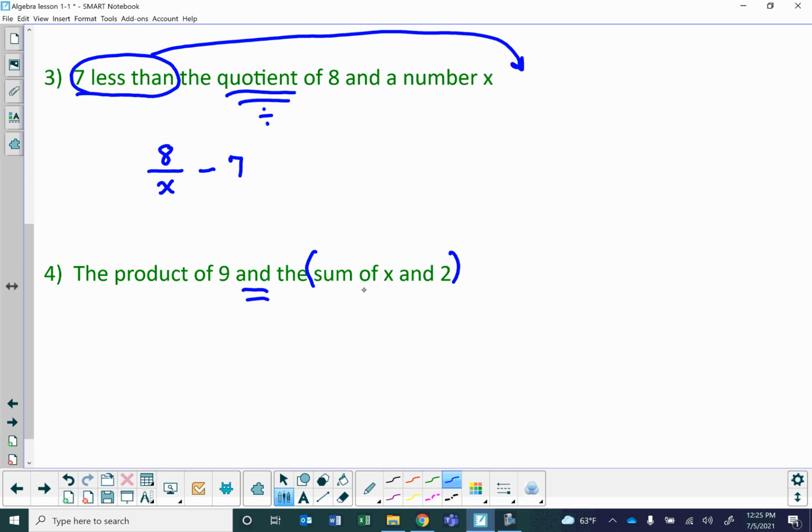So the sum of x and 2, we write as x plus 2, but we have to put it in parentheses because we know we need to multiply 9 by all of that. And the only way we can multiply 9 by all of the sum of x and 2 is we have to put x and 2 in parentheses, and the 9 has to be on the outside, either in front or behind. It doesn't matter as long as it's in the problem somewhere.